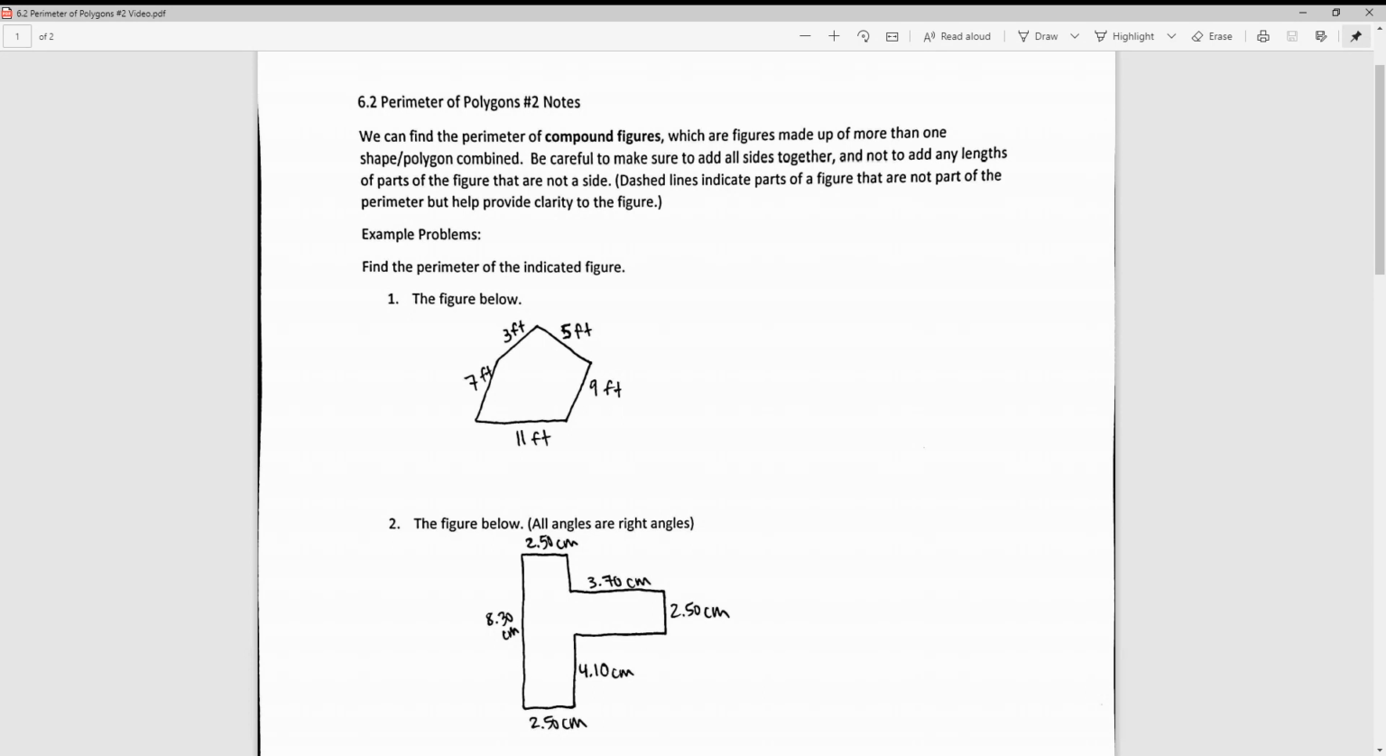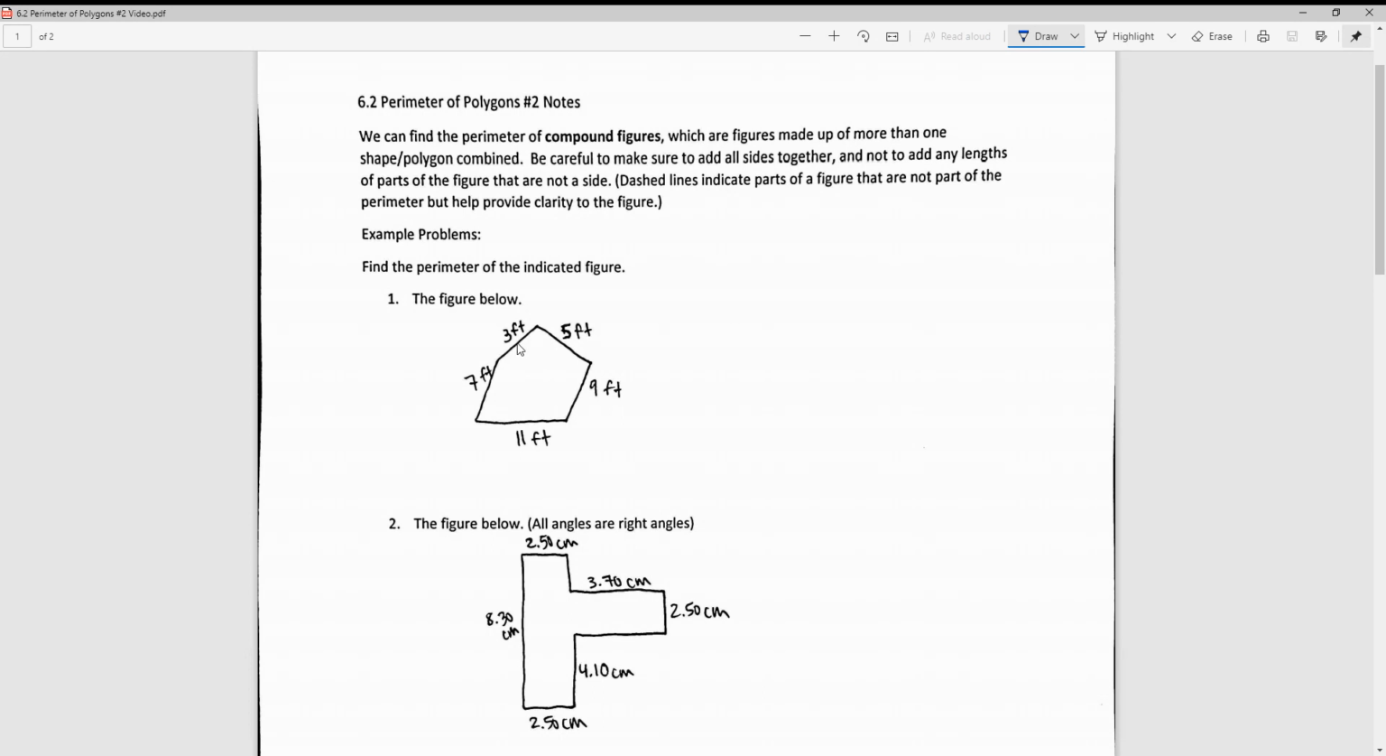Or you just might see some kind of irregularly shaped polygons that we haven't gotten into before. The idea for finding the perimeter is the same, which is to add all of your sides together. You just need to make sure that you account for all of the sides. Don't double count anything, and don't forget anything are the key things here. Let's take a look at a few example problems.